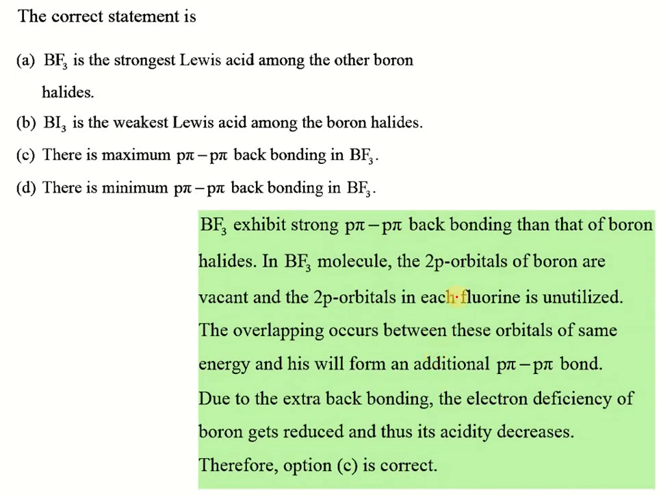See, back bonding is a concept which is entirely discussed in the BF3 case, compared to the other boron halides. In BF3, the back bonding concept indicates that the 2p orbital of boron is vacant and the 2p orbital of each fluorine is unutilized. That's why overlapping occurs between these two orbitals of similar energy, and this forms an additional p-pi bond due to the back bonding. So the electron deficiency of boron gets reduced and thus its acidity decreases. That means there is maximum p-pi back bonding in BF3. That is the right option, C option.